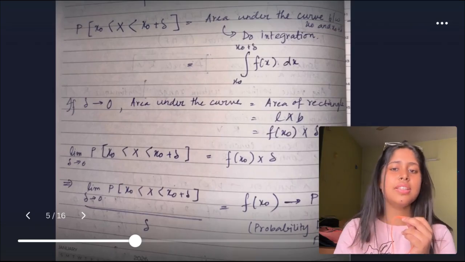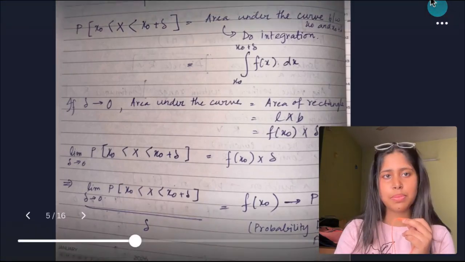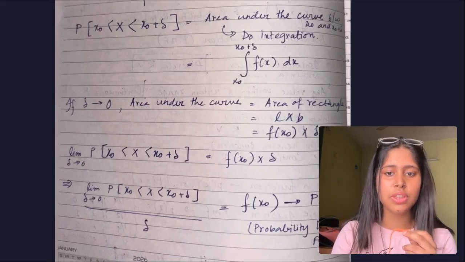All right. This is the definition of the probability density function. Fx naught is not a probability, it is a density. To get a probability, you multiply by an interval length.